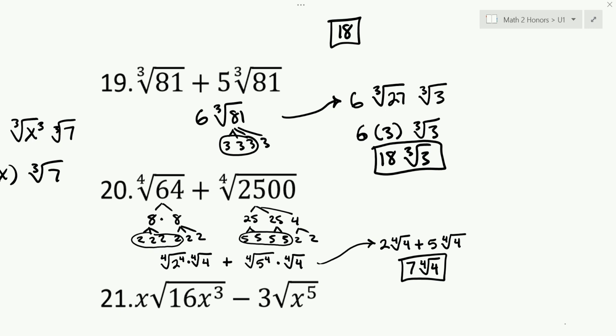For the 2500, that's 25 times 100. So I broke it up. So I got 4 5s and 2 2s. And so I ended up with 5 4th root 4. And then I added the 2 and the 5 to get the 7. Okay?